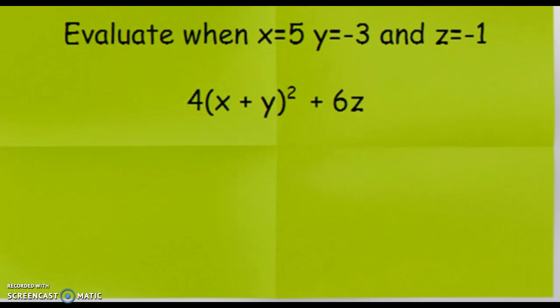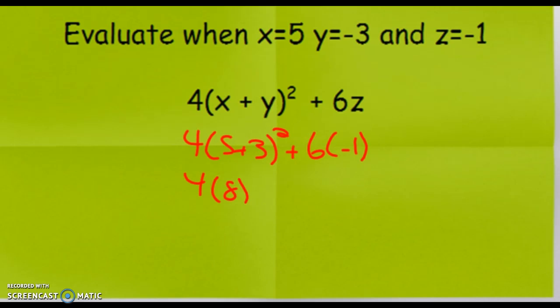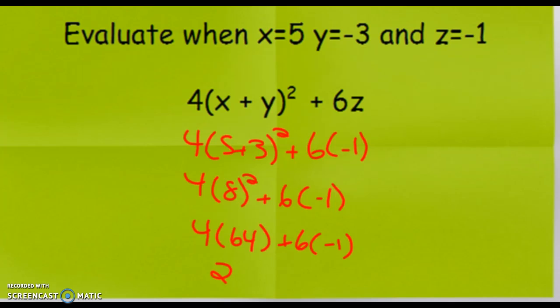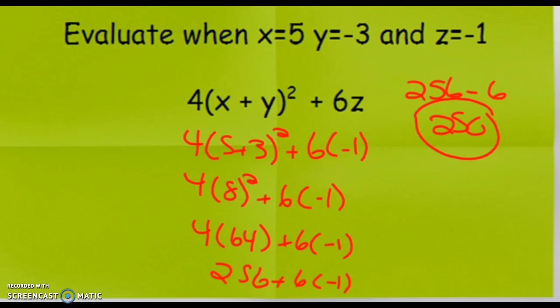Okay. Then we have 4. 5 plus 3 squared plus 6 times -1. So 5 plus 3 is 8. Then I'm going to do my exponent. So 4 times 64 plus 6 times -1. 4 times 64 is, I want to say 256. So I actually have 256 minus 6. So my answer is 250.